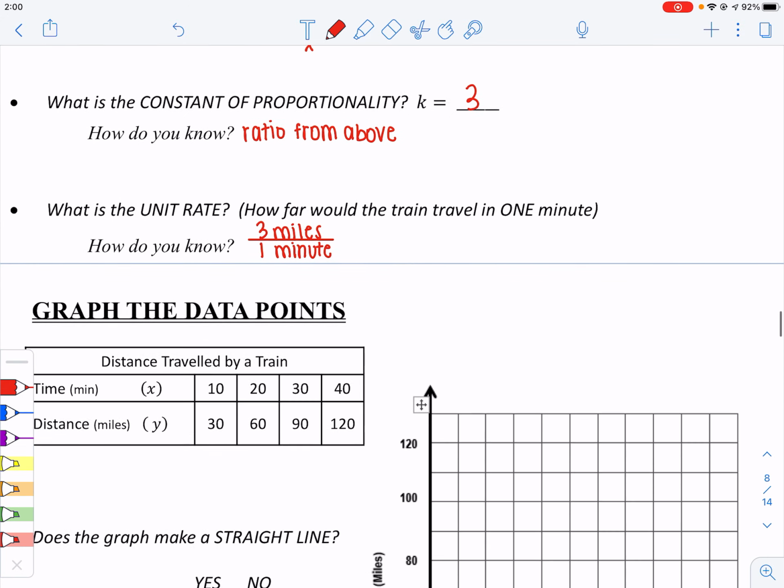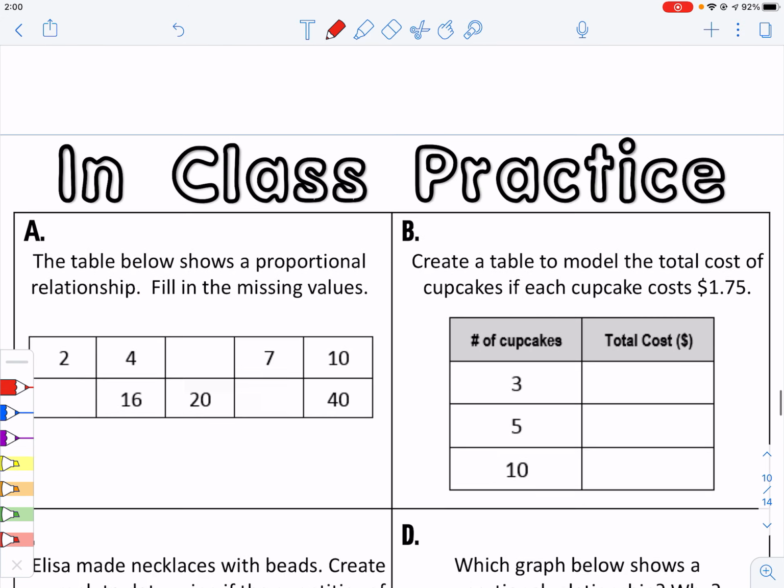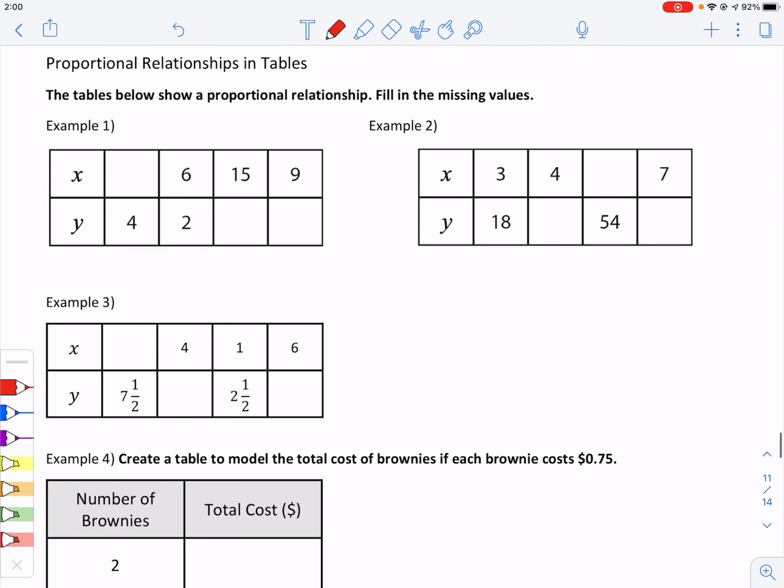Awesome. Okay, last thing we're going to look at here is if you go to the very last page of your notes, you have some tables here. And here in our tables, we have some missing pieces, and I need you to fill in the missing stuff on your tables.